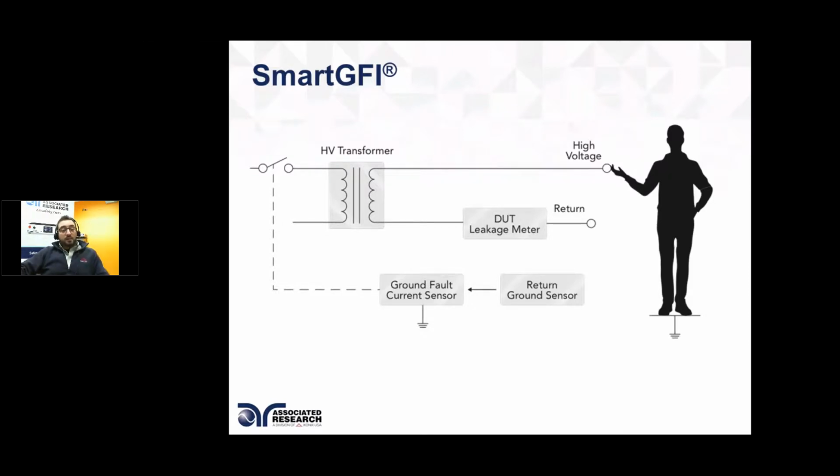So here's what the circuit looks like for the Smart GFI. As you can see, the assumption here is that if any operator comes in contact with the high voltage line or the output, and the operator is standing at ground potential, the leakage current will try to flow through the operator because it's finding an easy path towards ground rather than the impedance of the transformer through the return circuit. And this is where the ground fault current sensor comes into play and detects if there is any leakage to ground, and it basically shuts the output, assuming that somebody may be getting shocked.